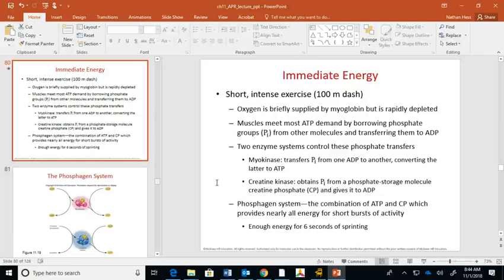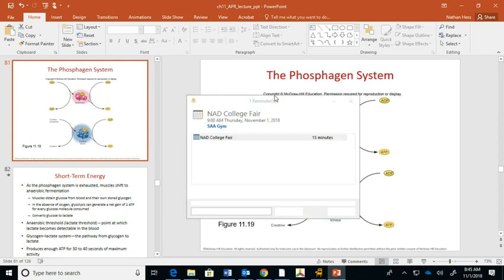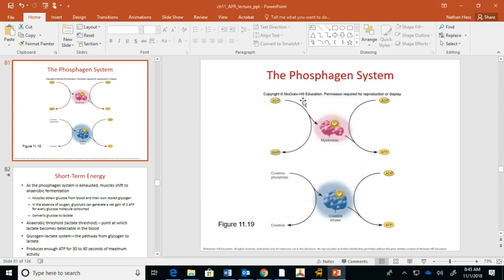So we're going to make ATP two ways using this phosphagen system. Either we take two ADPs and steal one of the phosphates from one ADP to turn the other into an ATP, because ADP has 2 phosphates and ATP has 3. That's one way of doing it. Or we can use creatine phosphate and steal a phosphate from that to give to an ADP to make more ATP. And again, this is our immediate energy.